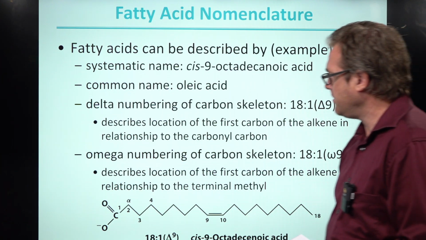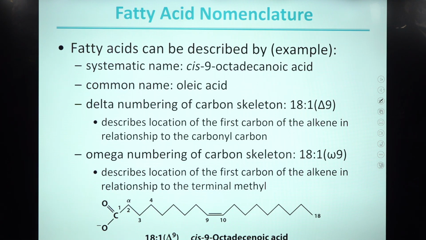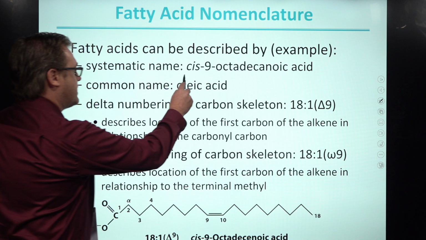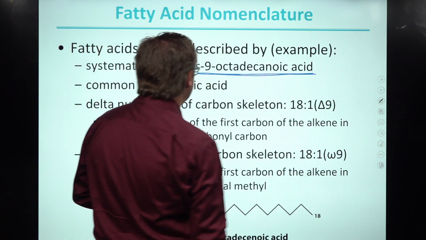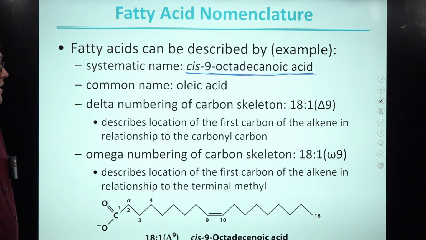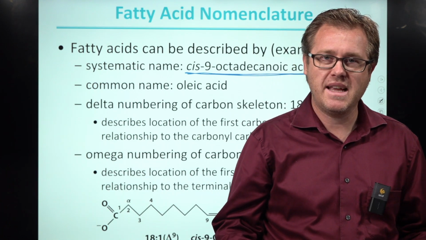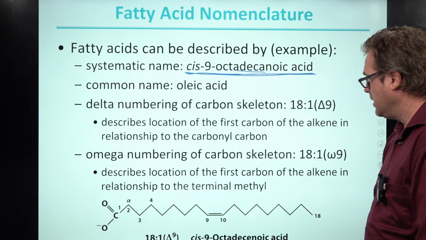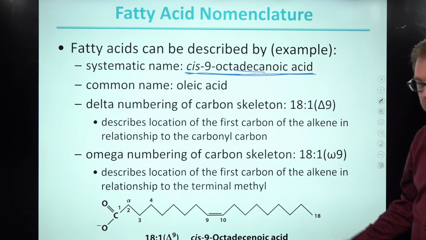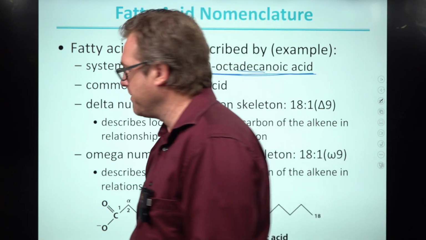The first thing here is the systematic name. Let's look at the components. What does octa mean? That means 8. What does deca mean? 10. So when you look at this numbering scheme, how many carbons do we have? We have 18 carbons, right?